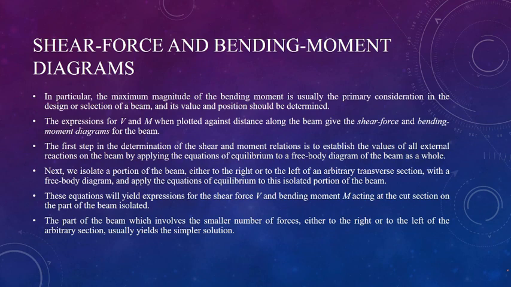Next, you isolate that portion of the beam either on the right or on the left, and then you move across the transverse section of the free body diagram. Now these equations for each section is going to develop an equilibrium equation. Remember, there are only two types of equilibrium equations. Sum of all forces should be equal to 0 and sum of all moments should be equal to 0.